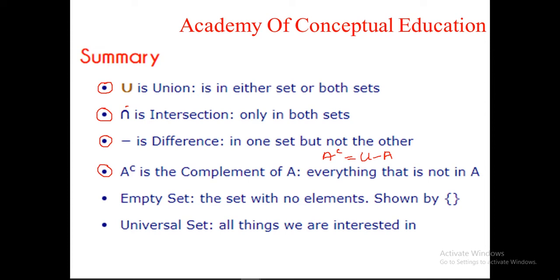Now after that we have discussed the empty set. Empty set means you have to represent the empty set like this. There will be no element in the empty set. And after that you can represent the universal set, and universal set includes all the things we are interested in, just like the previous example.